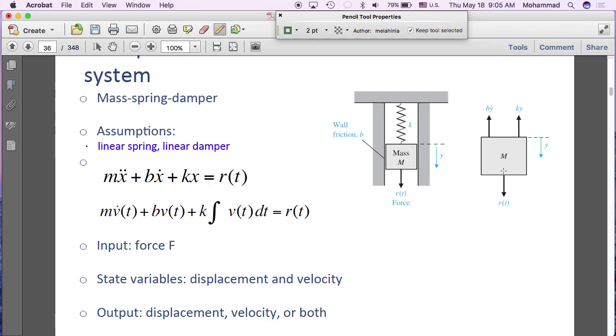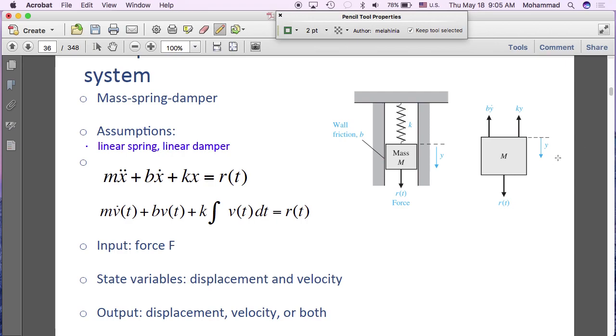Variable y captures how much the mass moves from its equilibrium. What is the equilibrium? The equilibrium means if there is no force, where would this mass stop? So the effect of weight on the spring basically is captured through equilibrium. So if the spring is unstretched and you attach this mass, there will be an initial stretch because the weight will cause some elongation in the spring, some stretch in the spring. So y is measured from equilibrium.